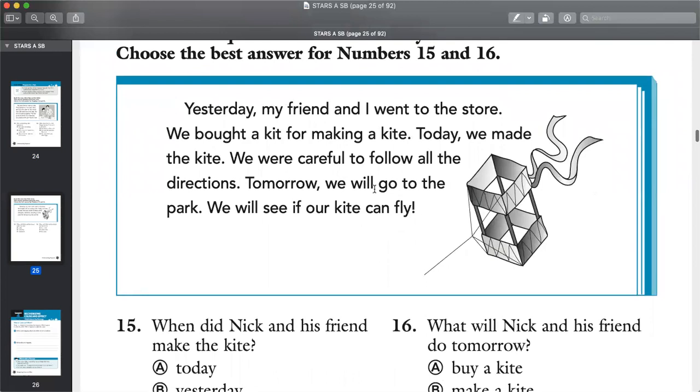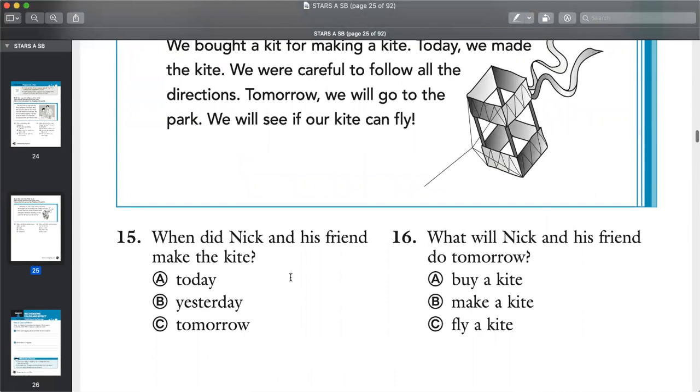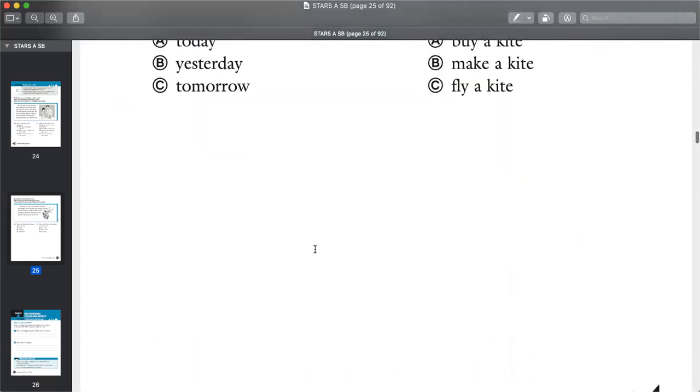Okay, read the story again. What will Nick and his friend do tomorrow? Read the story. It literally says tomorrow in the story. And when did his friend and Nick make the kite? It tells you. It's such a short story. And there you go. There you have it.